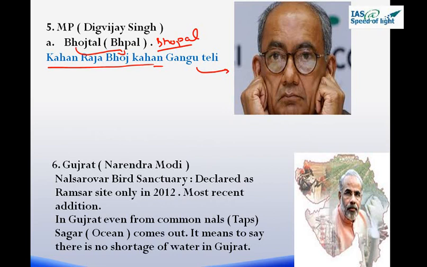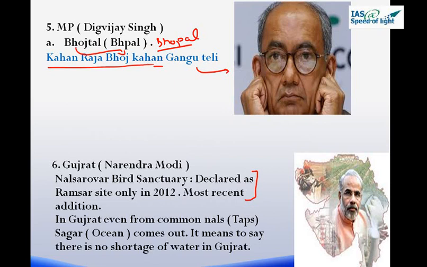So in Gujarat, we all are talking about the development Narendra Modi has made. Even from common nals, that is taps, which you use in your house also, Sagar, ocean comes out. So even from nals, so much water comes out that it becomes ocean in Gujarat. What it means to say is there is no shortage of water in Gujarat. So Nal Sarovar: nal is tap, or Sarovar, again a Hindi word which means ocean. It happens only in Gujarat that when you open the nal, so much water comes out that it becomes ocean.